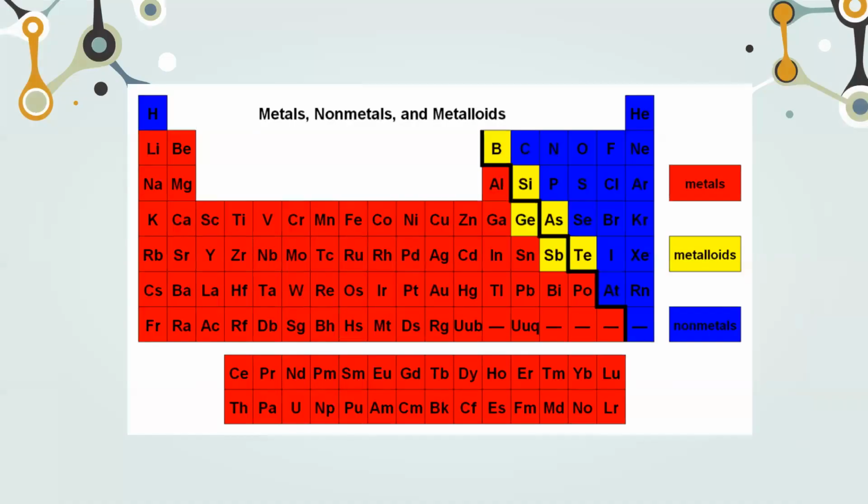Now come towards the metals, non-metals, and metalloids. You can clearly see this zigzag line that separates the metals from non-metals. But in between the metals and non-metals, we see some different elements that behave like metals sometimes and like non-metals sometimes. Their behavior changes with temperature. At higher temperature they behave like metals, and at lower temperature they behave like non-metals. So these elements are called metalloids.